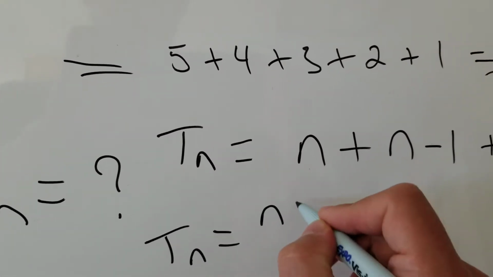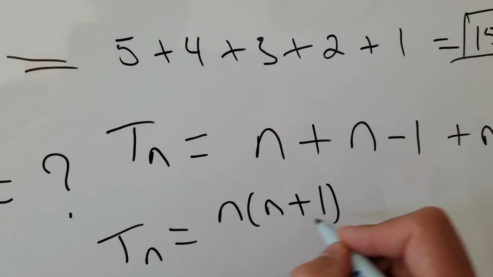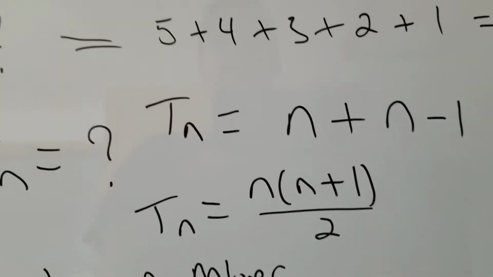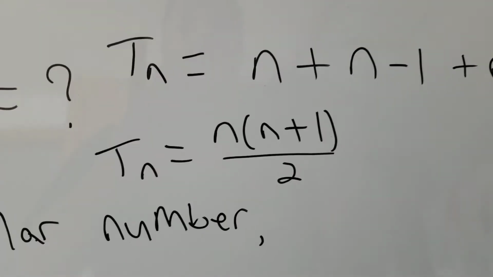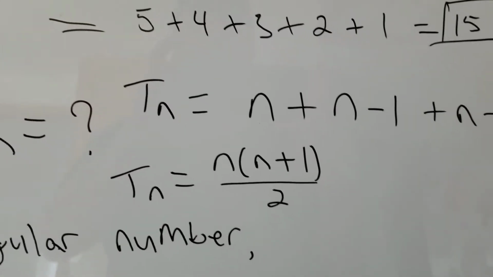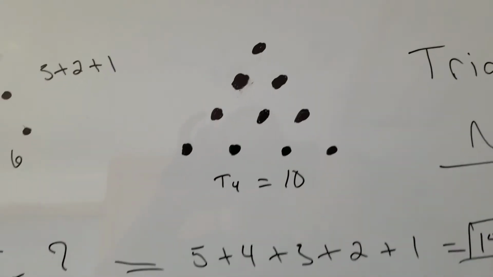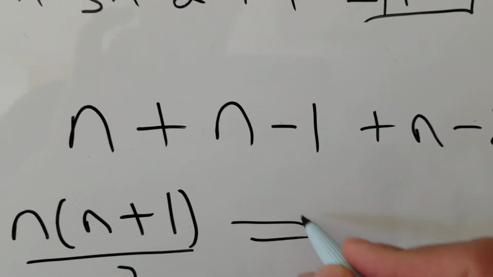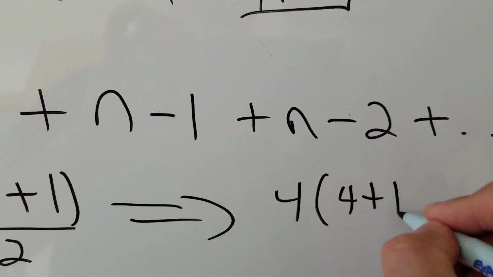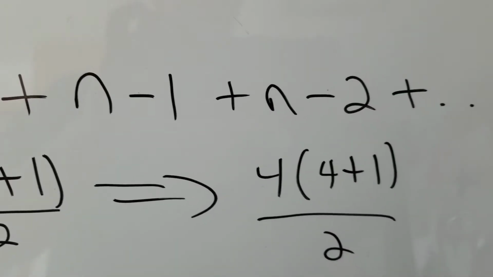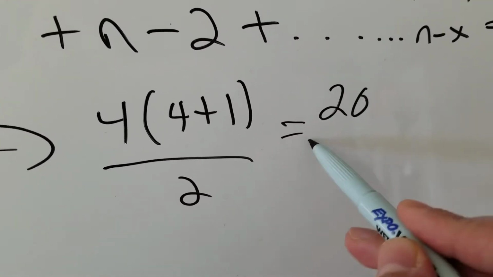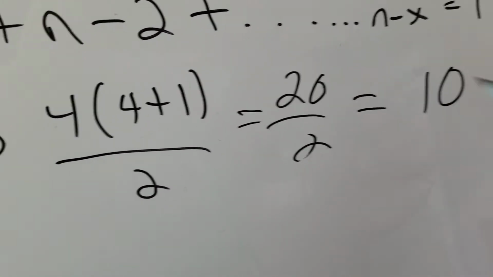The easy version of the formula is n times n plus 1 over 2. Believe it or not, take any n, plug it in, and you will get the total number of dots in our triangular number. So if we try 4, to confirm it's 10, right? Well, we would get 4 times 4 plus 1, which is of course 5, over 2. Well, 4 times 5 is 20, over 2 equals 10.